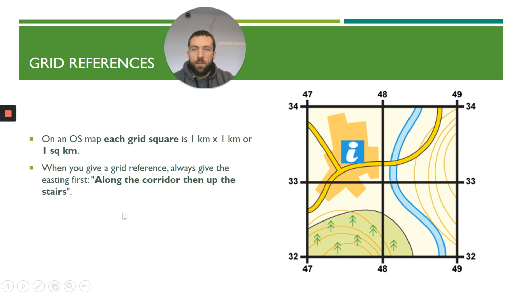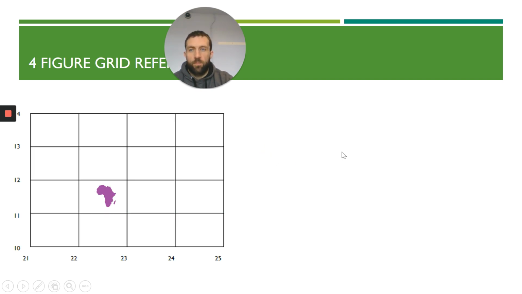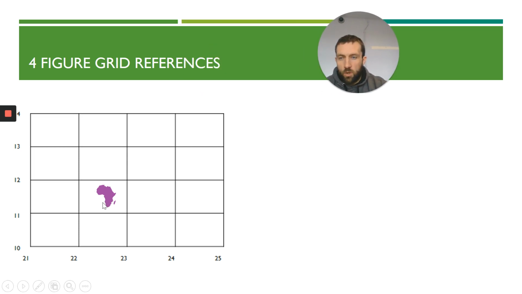Alright, so there is a bit in your booklet where it asks you to fill in the blanks. So first of all, we need to say we go along the corridor, then up the stairs. And what that means is we give these numbers along the bottom first, so the corridor, and then we go up the side as if we're going up the stairs. Alright, so when given a grid reference, we give these two numbers first, followed by the numbers up the side for the square that we want. And it's really important that we're always aiming for the bottom left hand corner of the square. So the grid reference for this square with the big I in it is 4733.